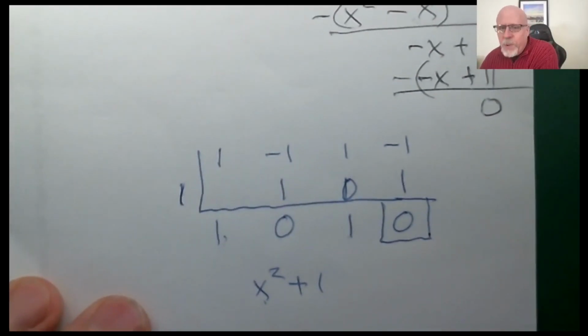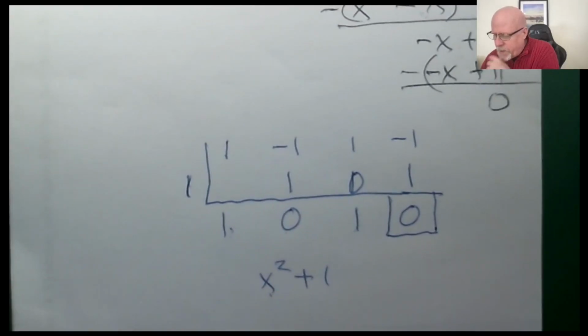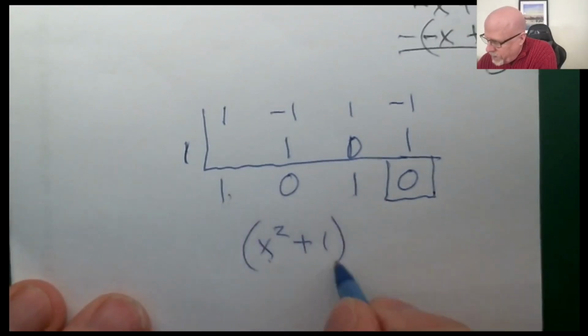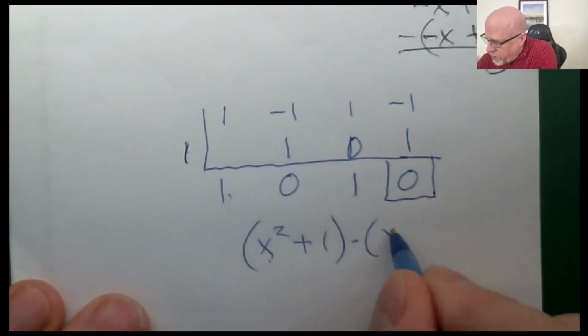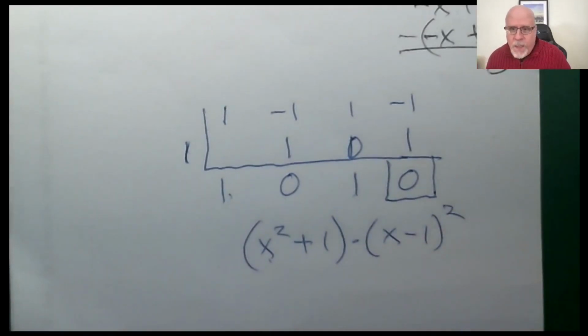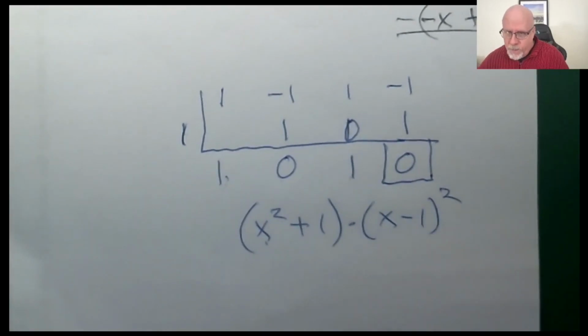Okay, so now we have the numerator of that thing factored. It is x squared plus 1 times x minus 1 squared. This is an irreducible quadratic, and that's a pair of equal linear factors.